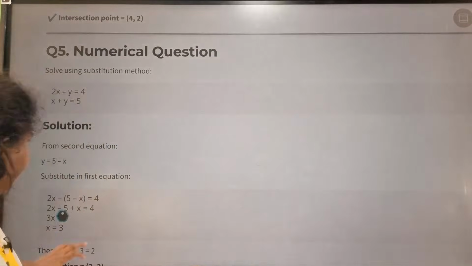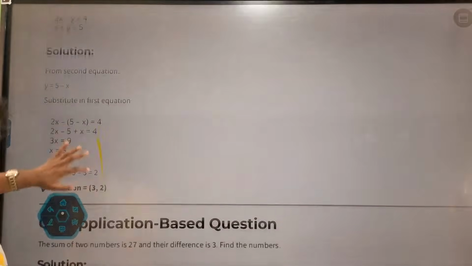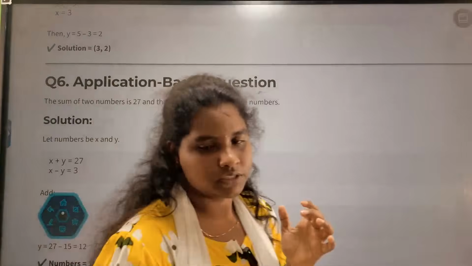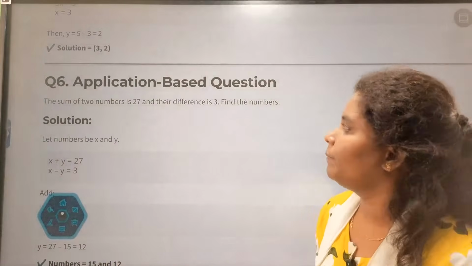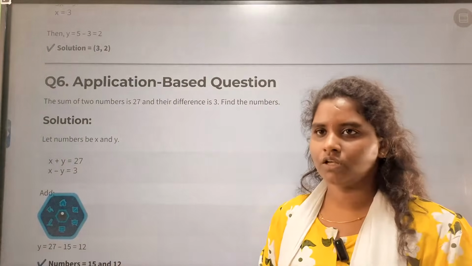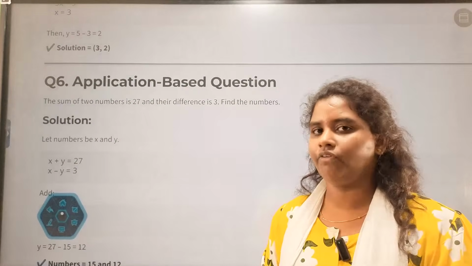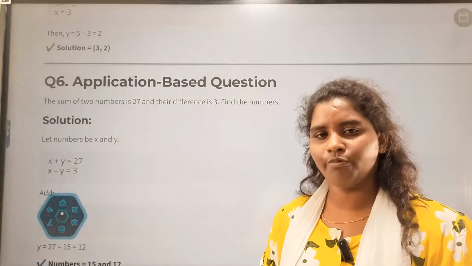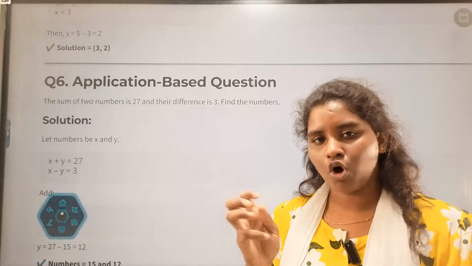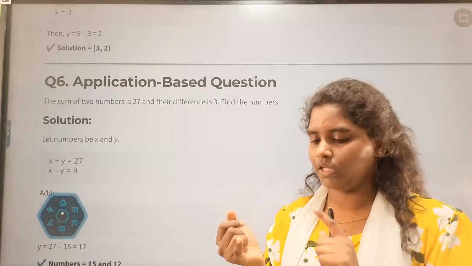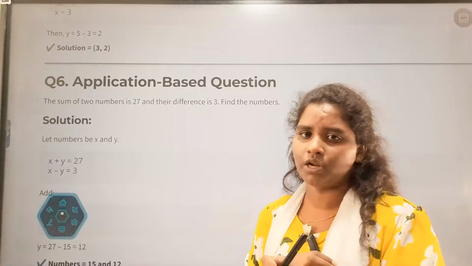It's by the substitution method. Now, application based questions. Application based questions mean that throughout the concept of linear equations in two variables, we have many concepts, and we will solve many sums. There are only two methods: elimination or substitution method.